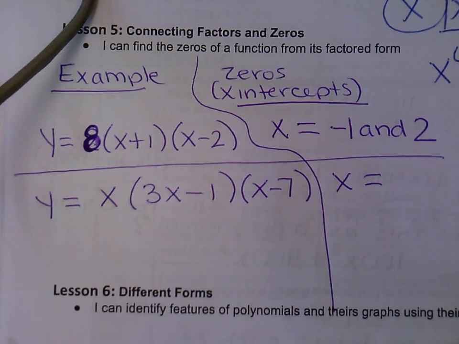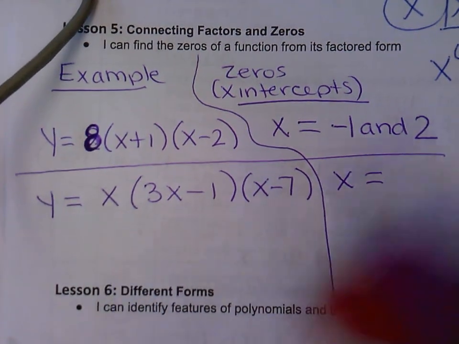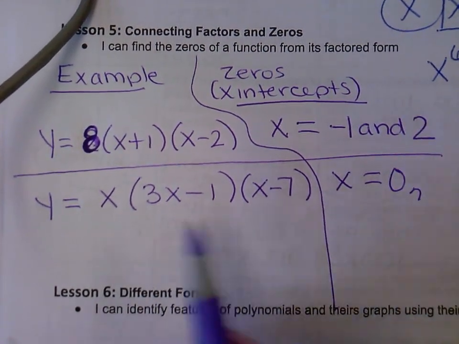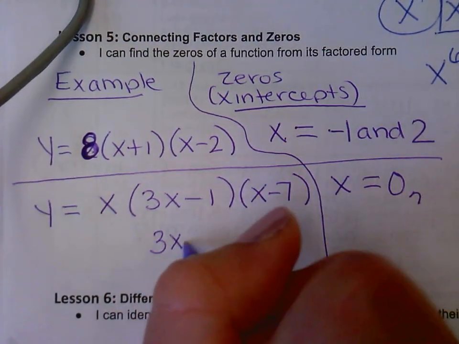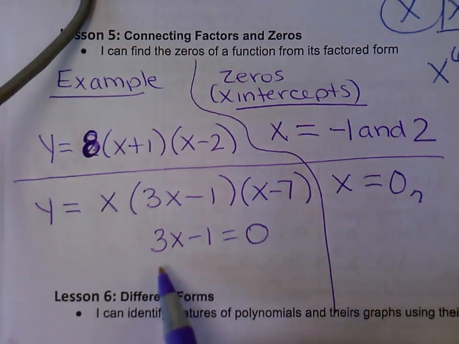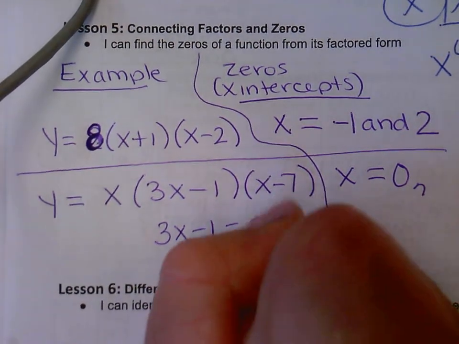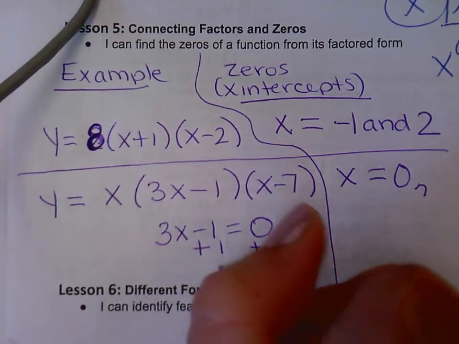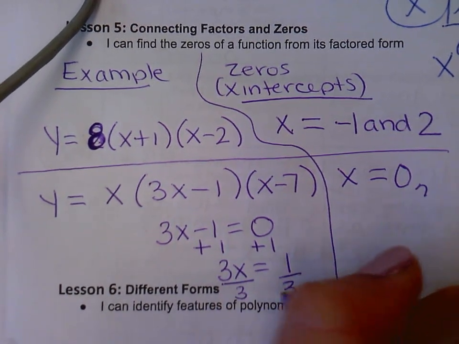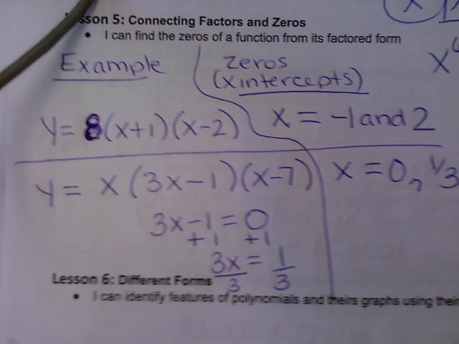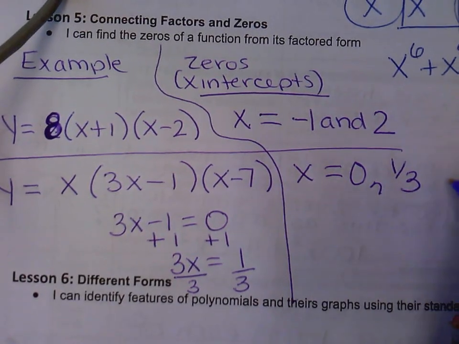All right, what are my 3 x-intercepts for this problem? X could be what, and what? When there's an x out front, it's 0. All right, what do I get from this 3x minus 1? Maybe you want to write down 3x minus 1 equals 0, and remind yourself how you would solve for x by adding 1 to the other side and dividing by 3. And then the other one would be 7.